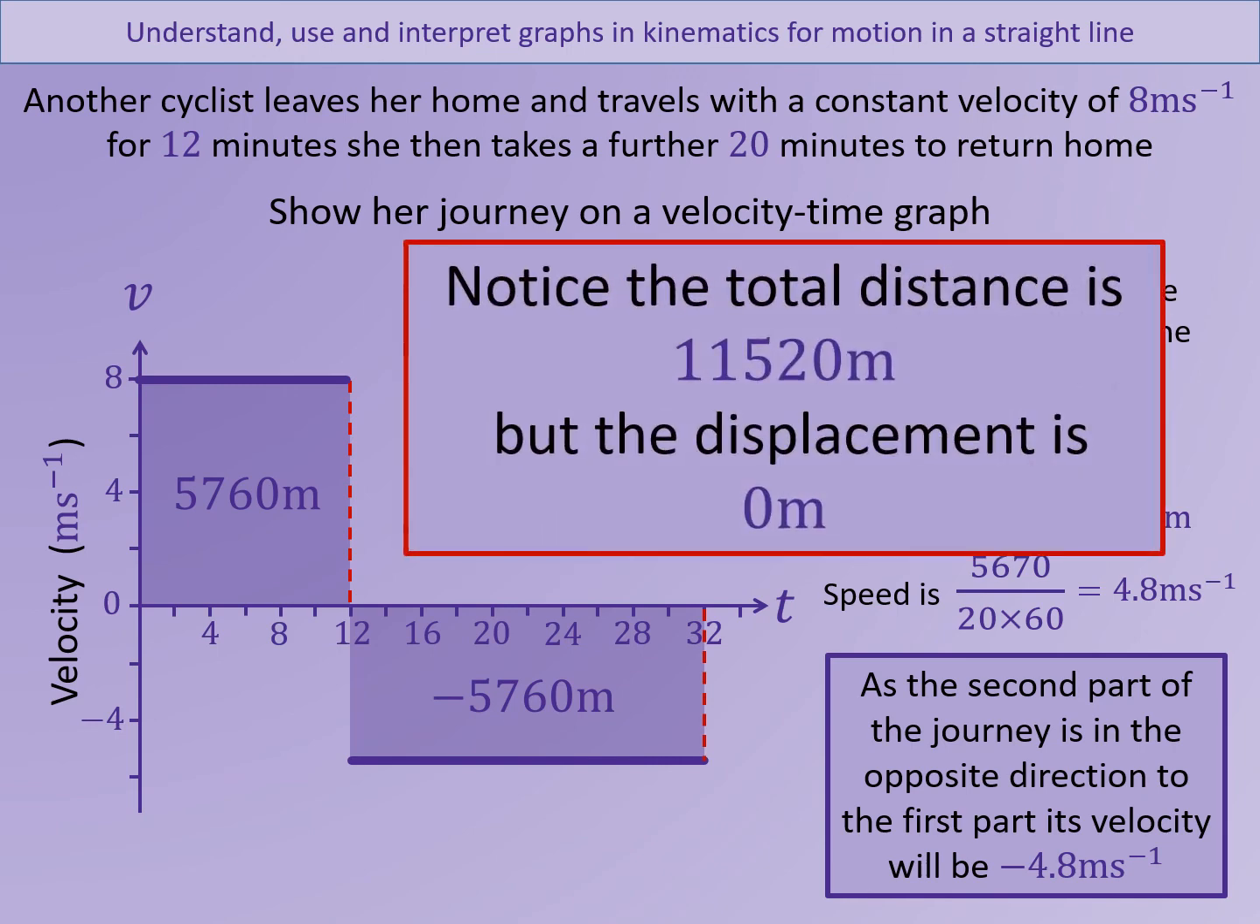In this case, the total distance travelled would be 5,760 plus another 5,760, so 11,520 metres. However, displacement would be 0, as we have a positive and a negative displacement which have cancelled out. This means the cyclist has returned to the same point.